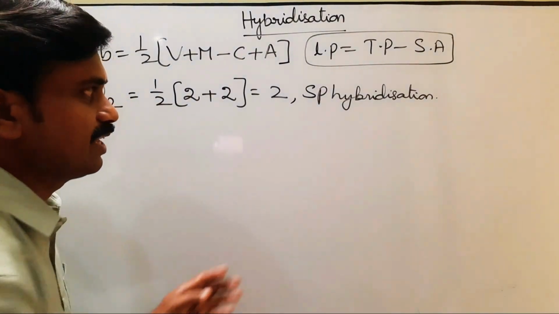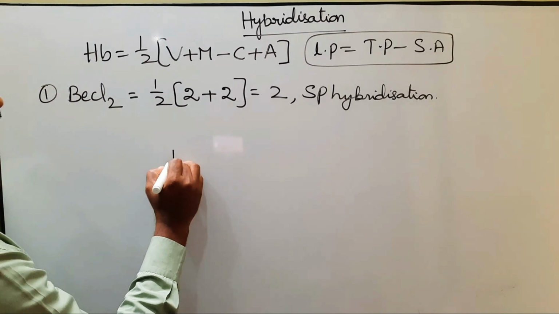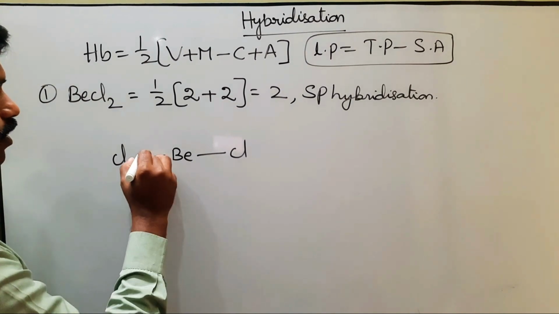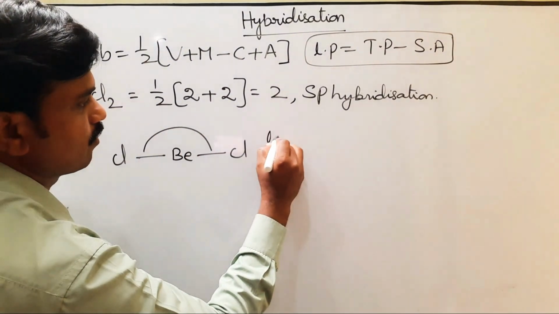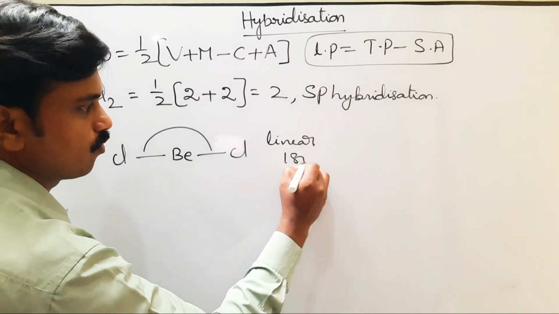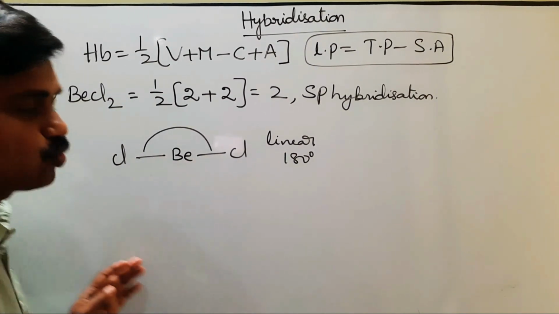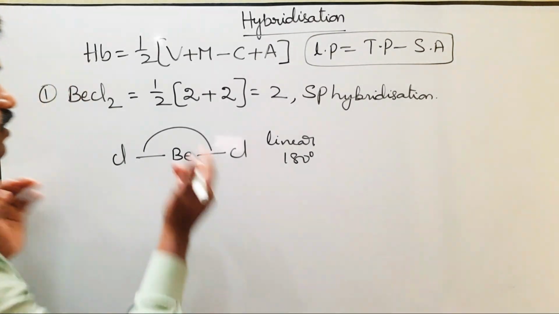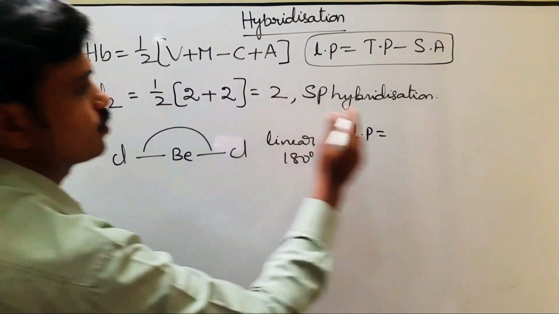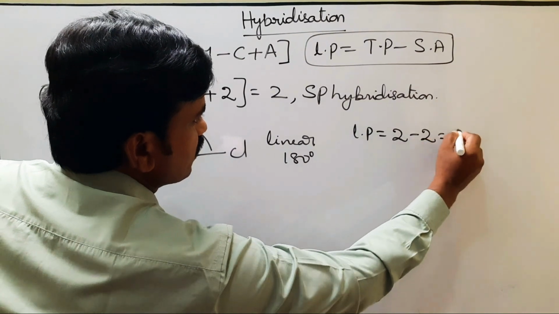If the central atom exhibits sp hybridization, the shape of the molecule is linear and the bond angle is 180. So it is a linear molecule, and the bond angle is 180. This molecule has 2 pairs, and these 2 pairs are bond pairs. How can we identify that? For calculating lone pairs: total obtained pairs 2 minus surrounding atoms, which is also 2 chlorines. That's why 0 lone pairs.